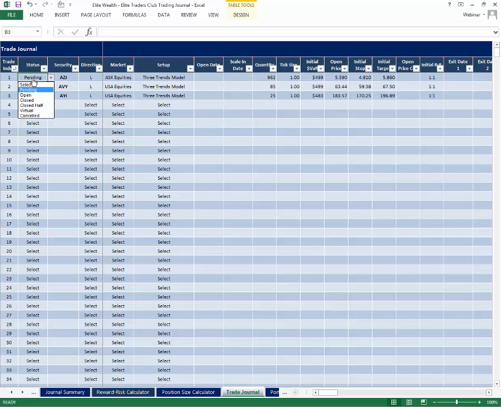It's very important that you update this as you're going along. Put the correct information on here. This is linked to a number of other pages within the trade journal, so you do need to keep it up to date. So putting our pending order for AZJ, it's a long, it's an Australian share. We're using a 3 trends model trading strategy. We don't have an open date at this stage.